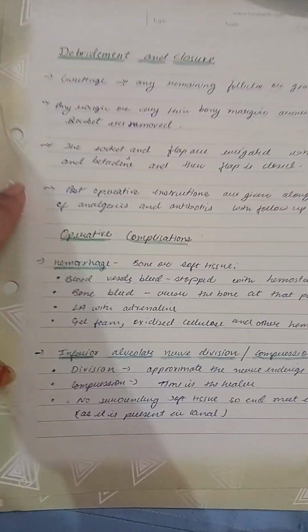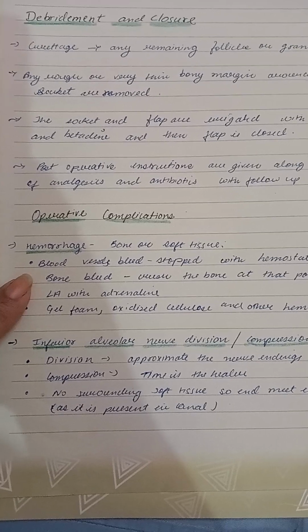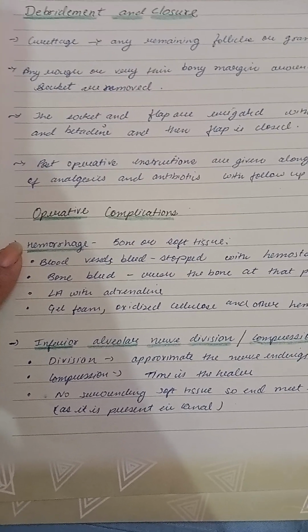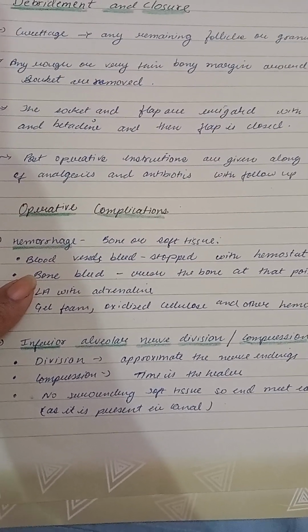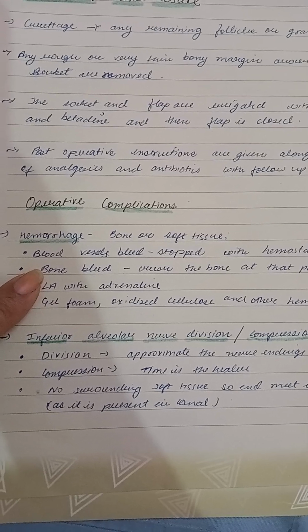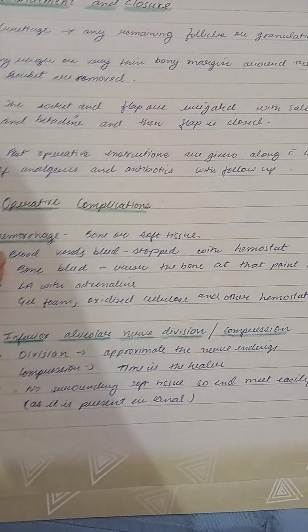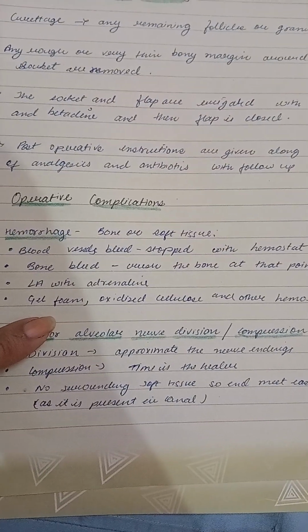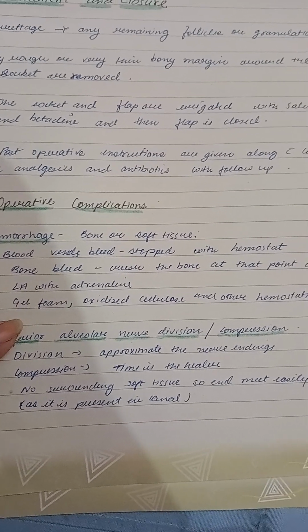Now, what are the operative and post-operative complications? Operative complications are during the procedure, and post-operative complications are after the procedure. During the procedure, it can be hemorrhage of bone or soft tissue. If it is soft tissue, like blood vessels bleeding, stop with a hemostat. If it is a bone bleed, then crush the bone at the point of bleed. We can use LA with adrenaline. We can use gel form, oxidized cellulose, and other hemostatic agents.